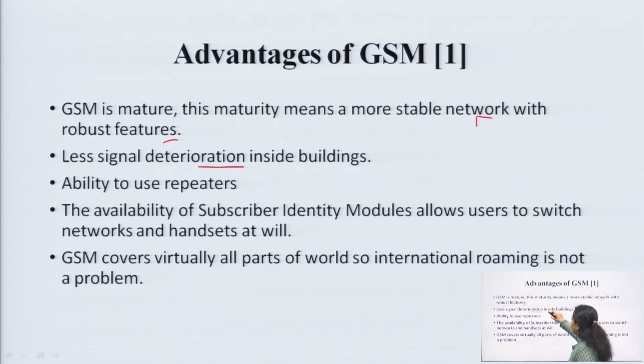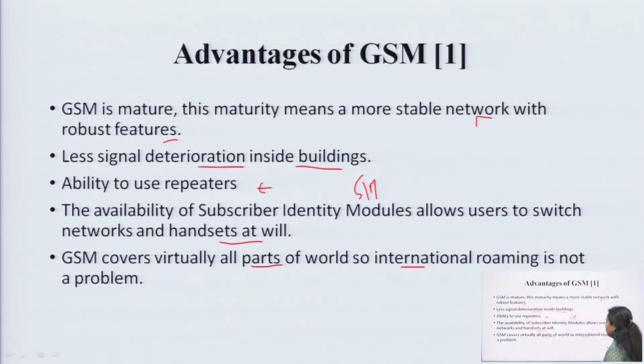There is less signal deterioration inside buildings, the ability to use repeaters, and the availability of the subscriber identity module, that is the SIM, which allows users to switch networks and handsets at will. Whenever we move from one place to another with this SIM card, your mobile phone may come into roaming, but switching from one base station to another is much simpler as compared to CDMA, because in CDMA the PN sequence also comes into the picture. So, handoff from one cell to another becomes difficult as compared to GSM. GSM covers virtually all parts of the world, so international roaming is not a problem.